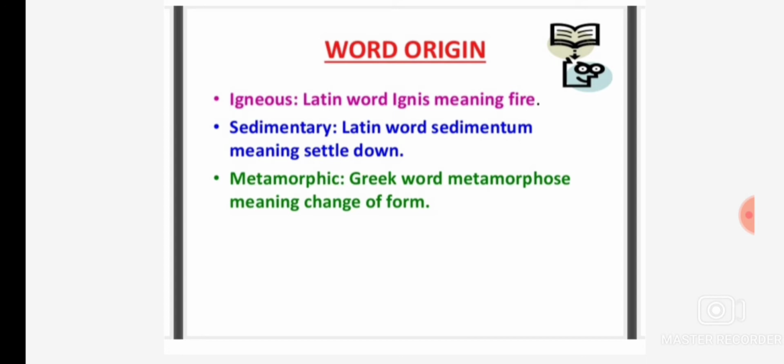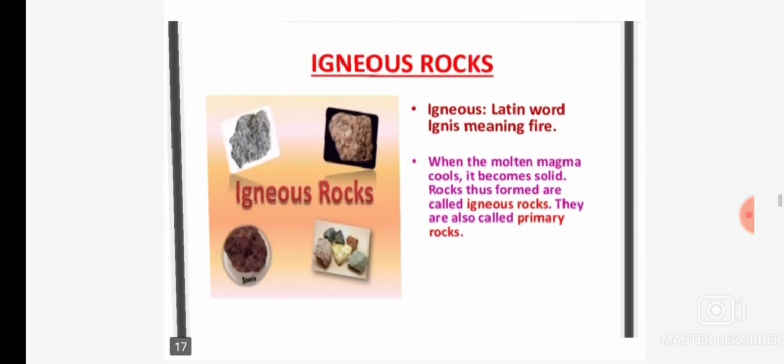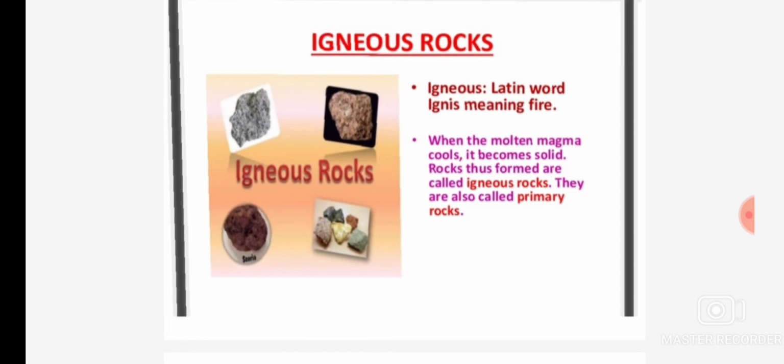First one, that is igneous. It got its name from the Latin word ignis, that means fire. The word sedimentary is derived from a Latin word, sedimentum, and means settle down. The third one, metamorphic, got its name from a Greek word, metamorphs, that means change of form. So first of all, you will learn about the igneous rocks.